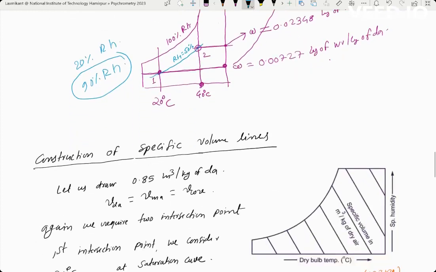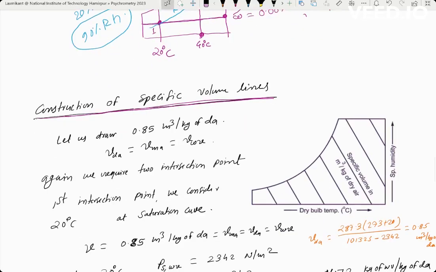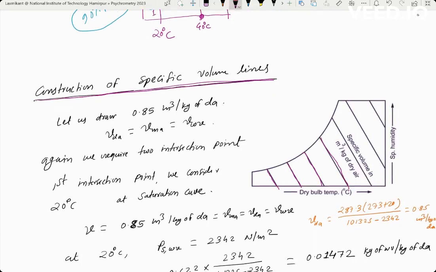The next construction is the construction of specific volume lines. How do we construct the specific volume line? You can see the nature of the specific volume line. These are inclined lines. These lines are constant specific volume lines, and the units are meter cube per kg of dry air. So how do we draw a constant specific volume line? Let us consider 0.85 meter cube per kg of dry air. This is the specific volume of moist air.